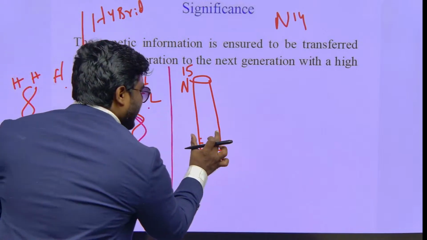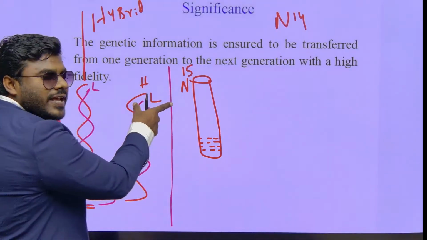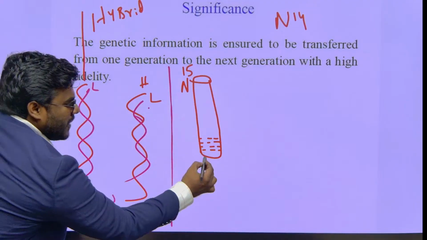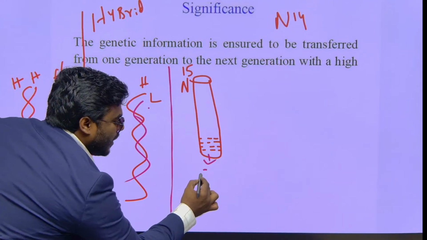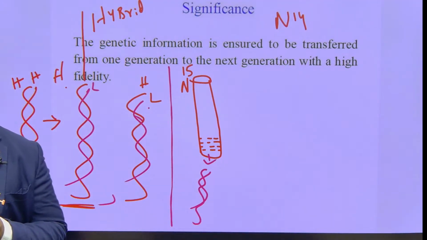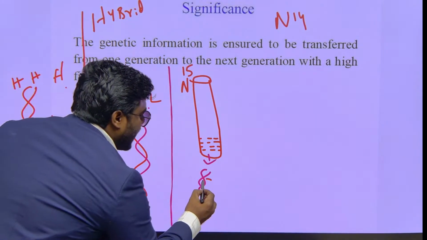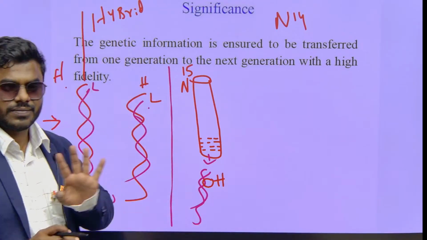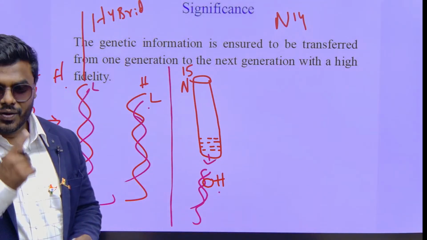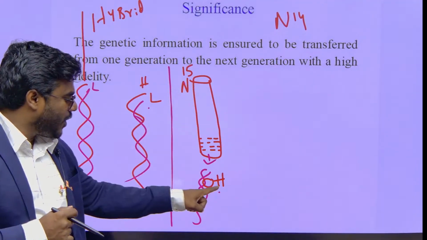So first they took a test tube. In the test tube they kept E. coli, and that test tube was kept under N15, which is a heavy isotope of nitrogen. From here they took out the DNA, and when they started observing the base, they found that it is strictly heavy. But what is our semi-conservative model? We should contain both heavy and light. But when they performed it the first time, we got only heavy.